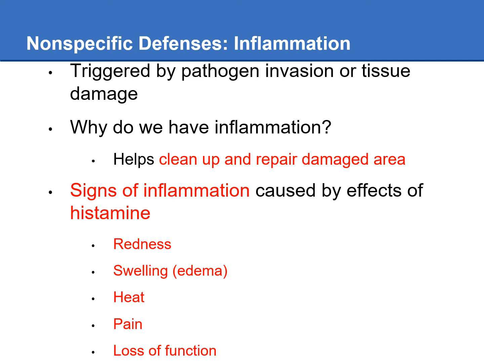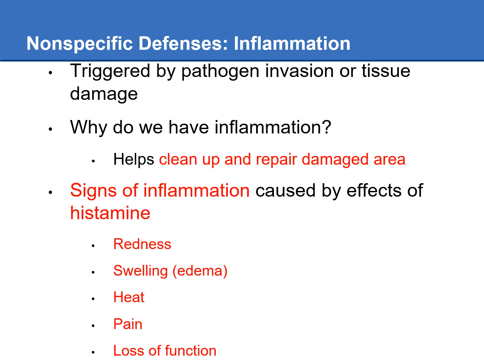Our next nonspecific defense is inflammation. And inflammation could be triggered by a pathogen or by tissue damage. So for example, maybe you sprained your ankle, that would also cause inflammation. The reason we have inflammation is it helps clean up the damaged or infected area and allows you to repair it.